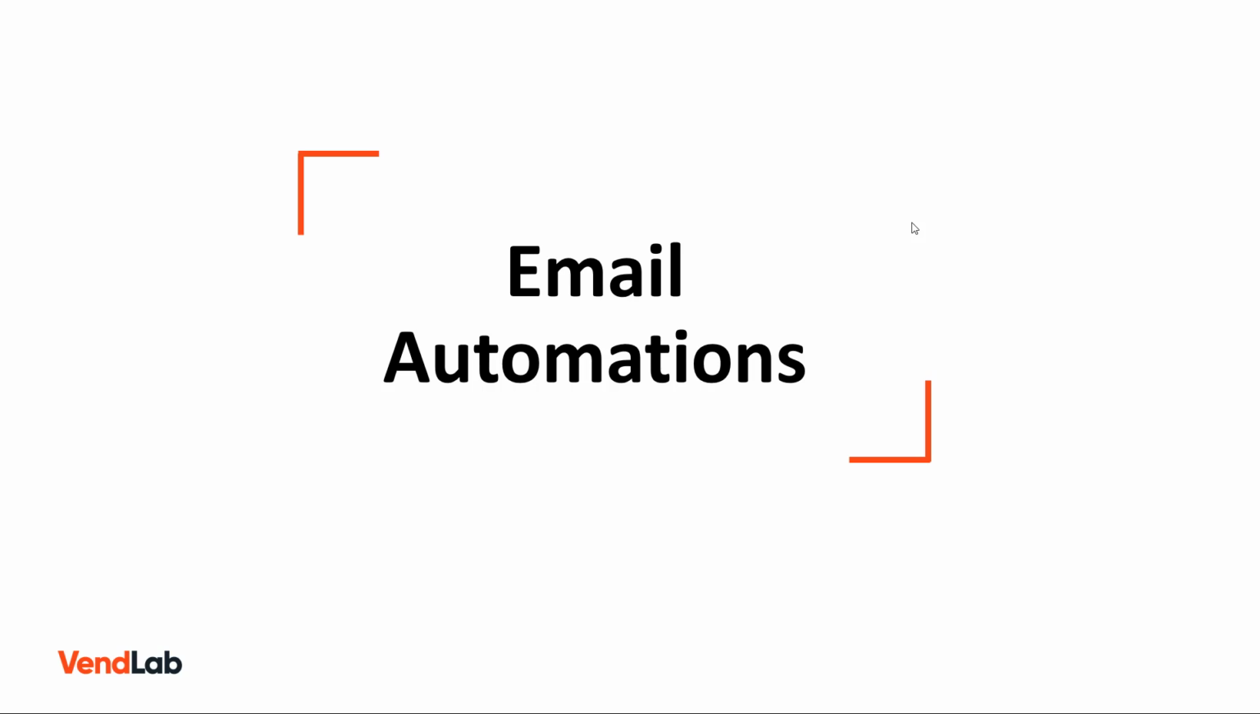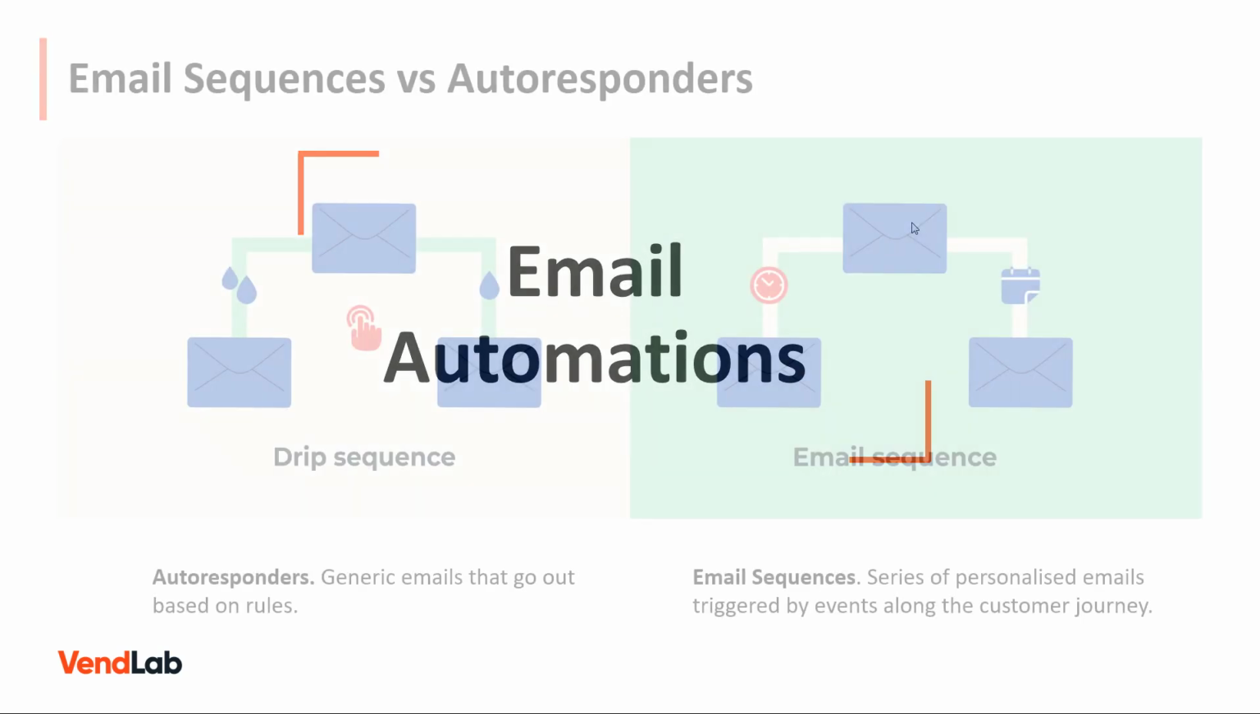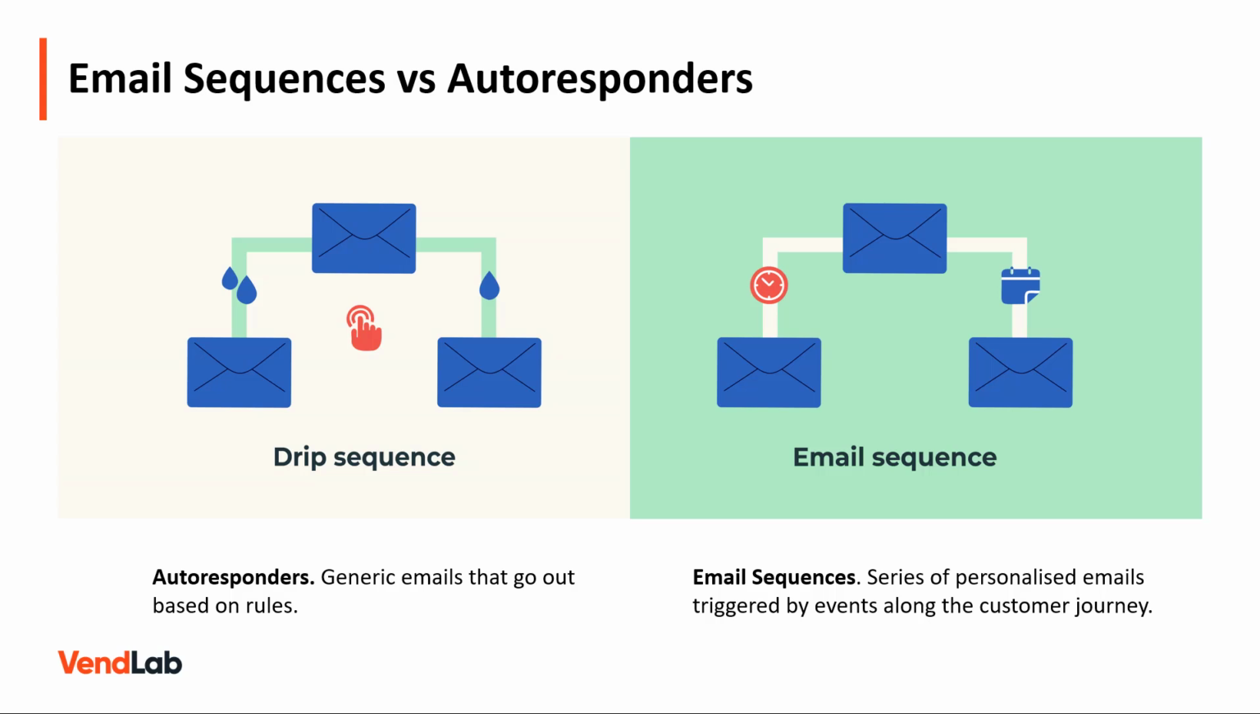In this video, I'm going to be telling you all about email automations. There are two types of email automation. Firstly, email sequences. These are a series of personalized emails triggered by events along the customer journey. And autoresponders. These are generic emails that go out based on rules. For example, when someone subscribes to a newsletter, they will receive a welcome email.